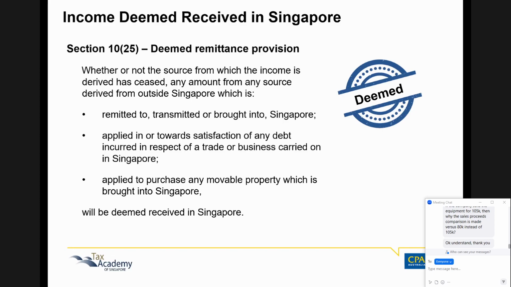Then the last bullet point: applied to purchase any movable property which is brought into Singapore. So for example, if I have money, then I go and buy a painting at some auction, let's say in Hong Kong. Then I use that trade receipts to buy the painting, then I bring it back to Singapore. This will fall under this section 10(25), where we deem remittance.